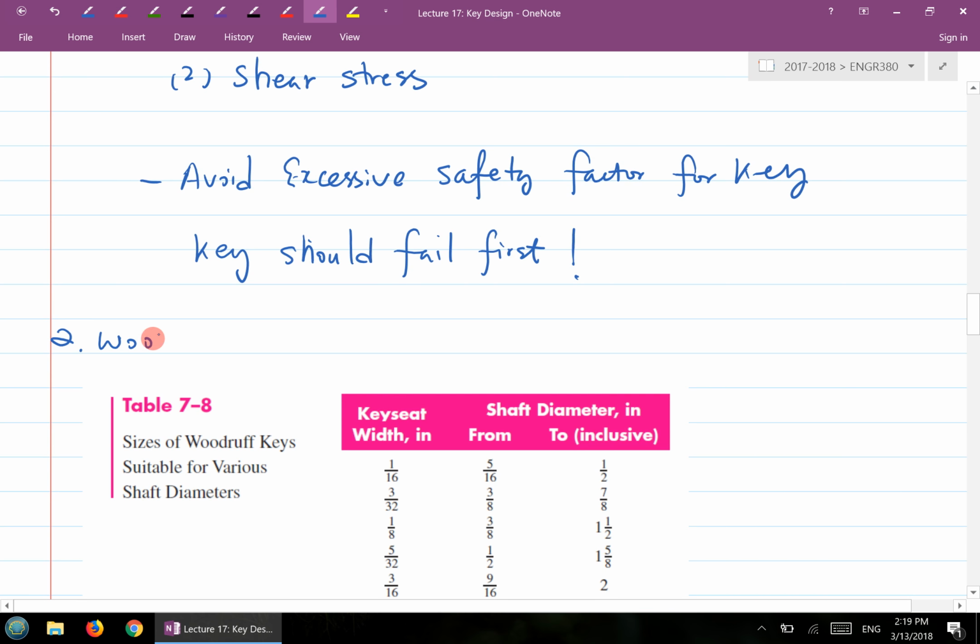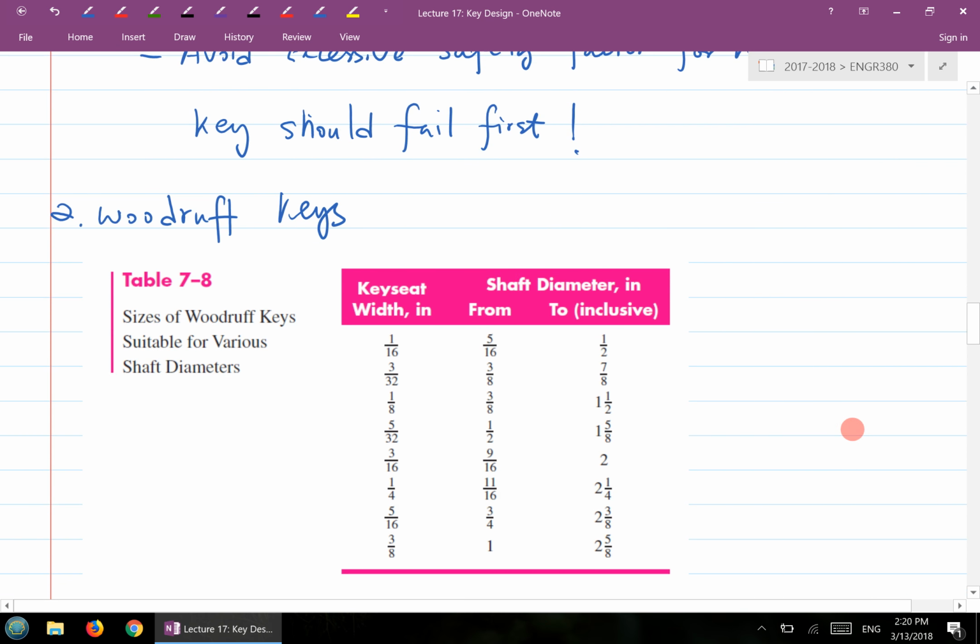The other one here, let's look at the Woodruff key. Just a little bit of introduction here in terms of terminology and how you can pick a Woodruff key. The Woodruff key is very much like the parallel key. You have a table that you can rely on. So this is table 7-8. Table 7-8 gives you the key seat depths corresponding to the range of the shaft diameter, and then what the key seat width W will be for the Woodruff key here.